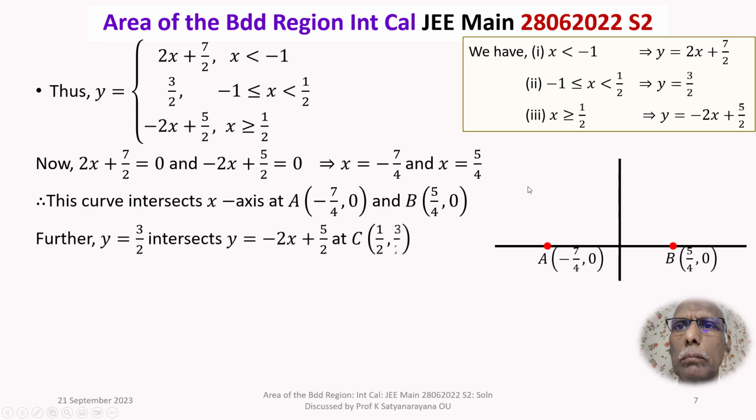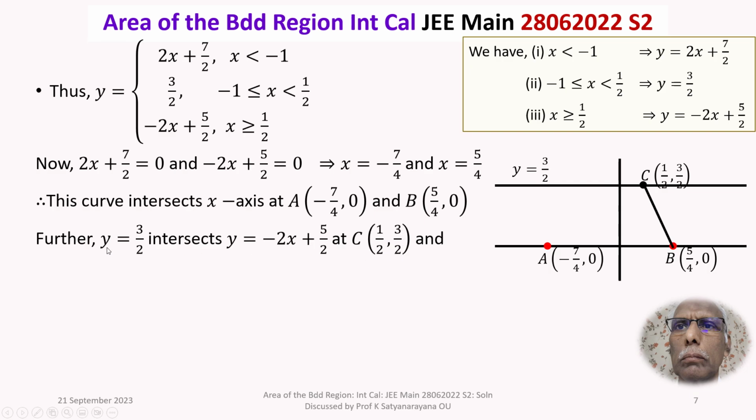Further, y is equal to 3 by 2. What is y is equal to 3 by 2? It is a straight line parallel to the x-axis at a distance 3 by 2. So y is equal to 3 by 2 is this one, right? And it intersects y is equal to minus 2x plus 5 by 2. That is the third branch. The third branch means here.